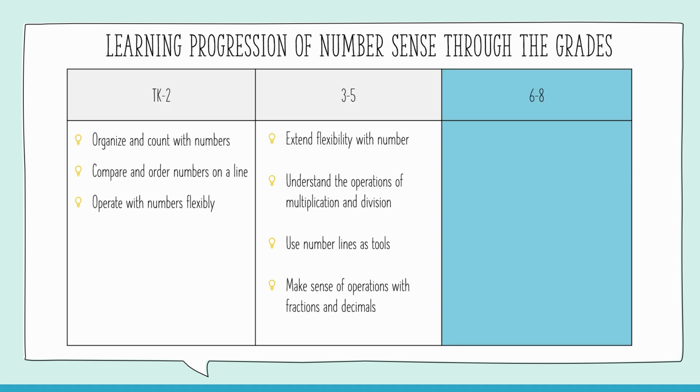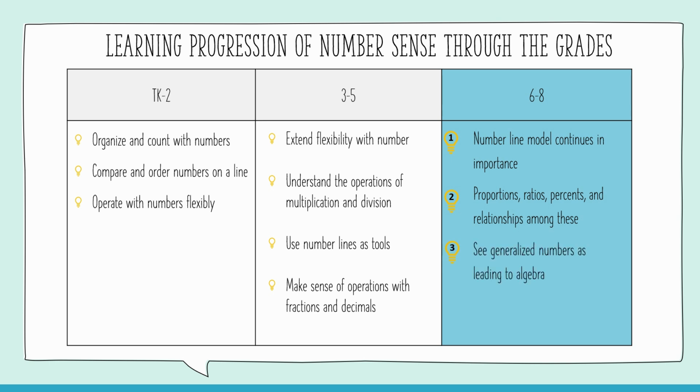Let's now look at the major focus areas for number sense in grades 6 through 8. Students still interact with number lines to help make sense of and reason about numbers. They study proportions, ratios, percents, and relationships, among these. They also begin to see numbers in more general ways and how letters can stand in for numbers and expressions, which sets the stage for algebra. Many examples and short snapshots of how these are developed in classrooms are provided throughout Chapter 3 of the framework. See the whole chapter at this link.